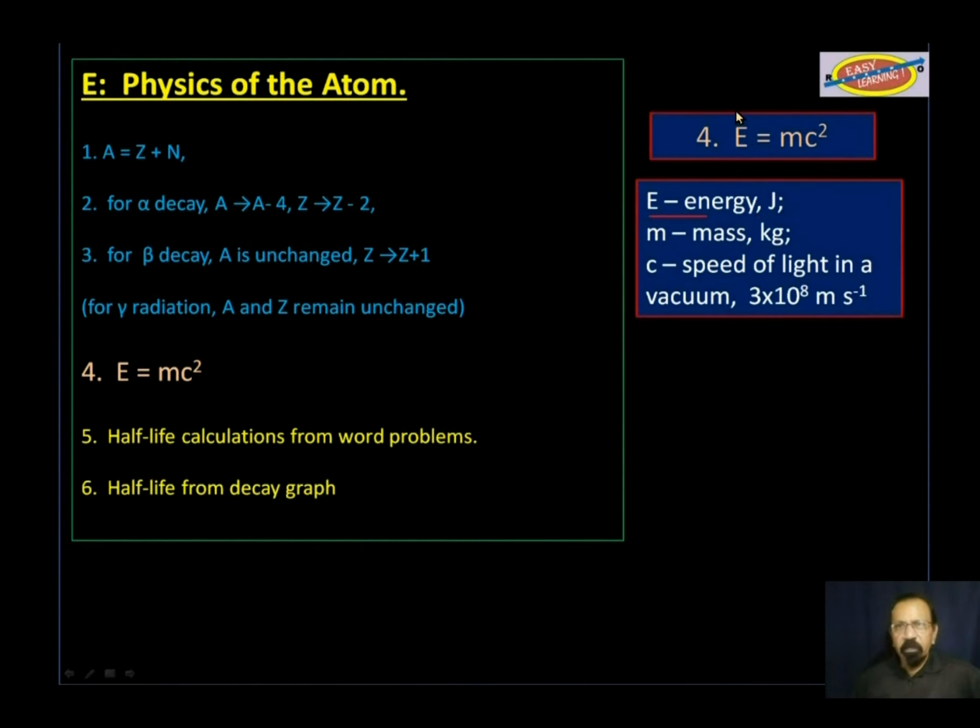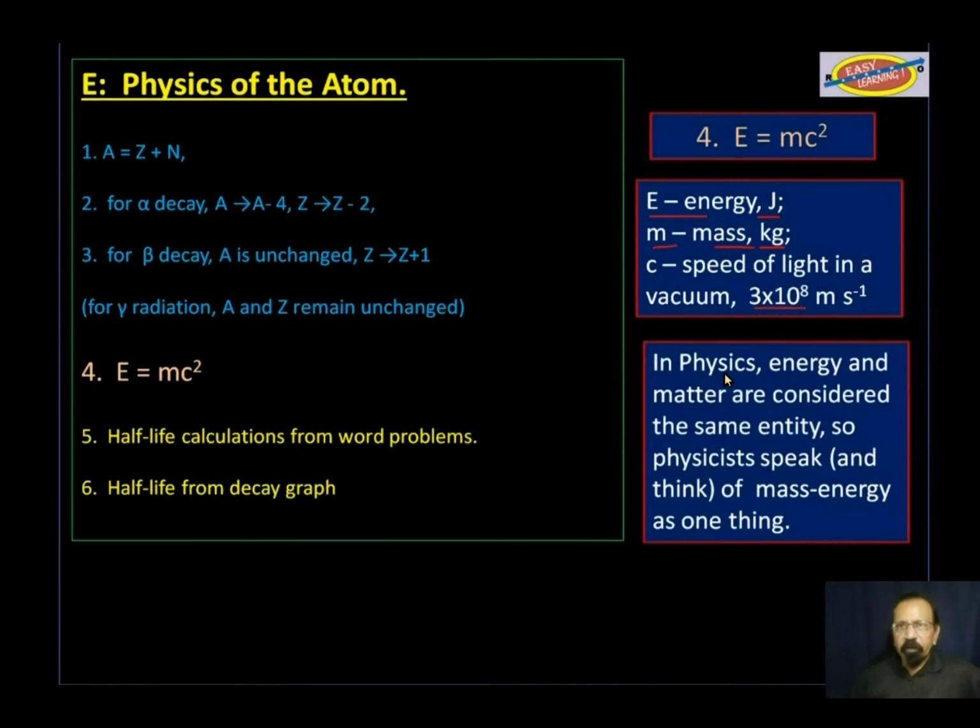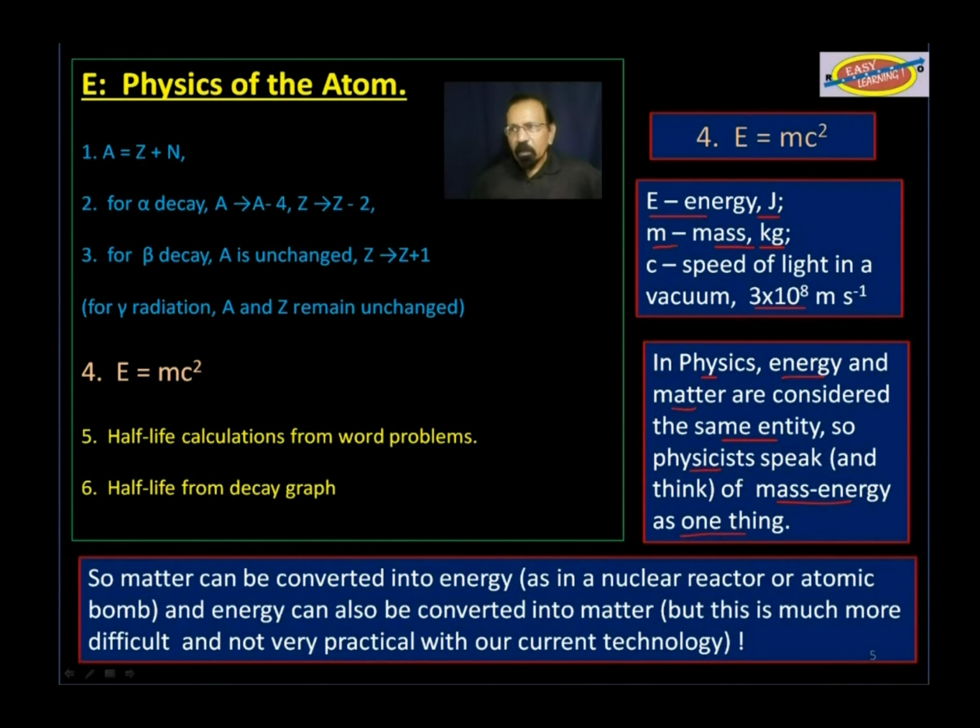E is for energy in joules, m is mass in kilograms, c is the speed of light, which is 3 exponent 8 meters per second, or 300 million meters per second. In physics, energy and matter are considered the same entity. So physicists speak and think of mass energy as one thing. So matter can be converted into energy as in nuclear reactors and atomic bombs.